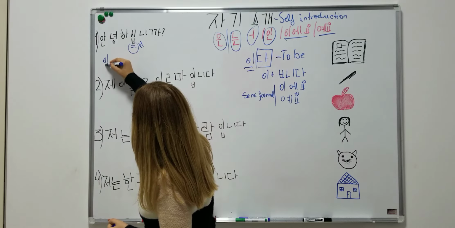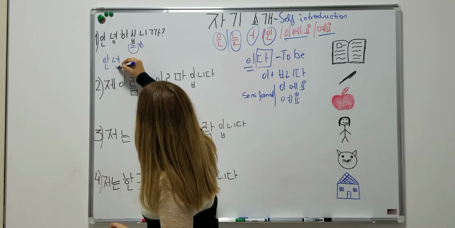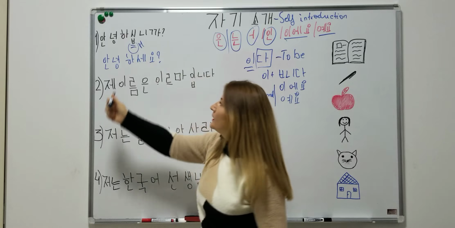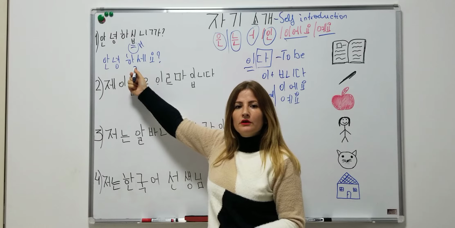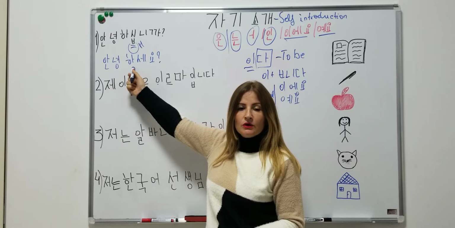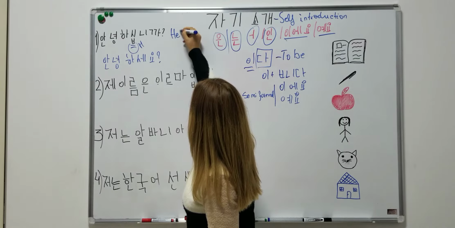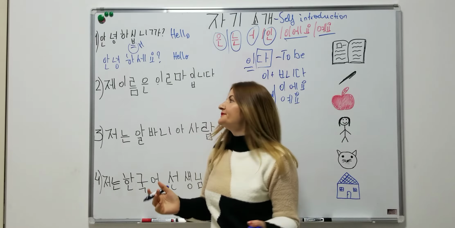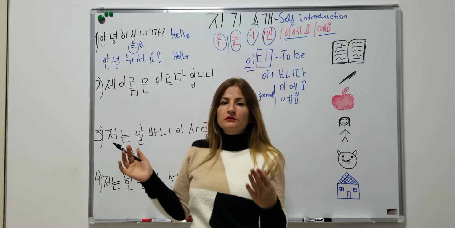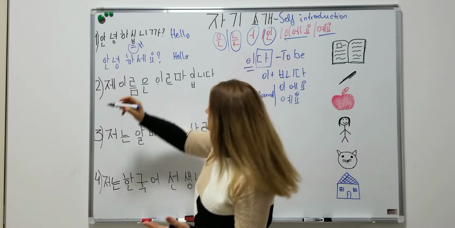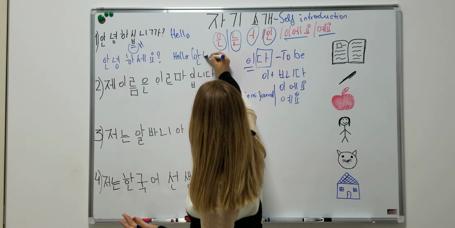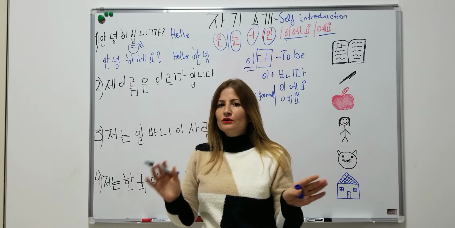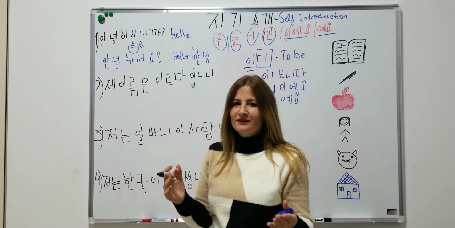Another way is 안녕하세요. So again, here we are using the semi-formal way. 안녕하세요. We are saying hello. Okay? So let's start here. Well, we have also another way which would be very slang, which is 안녕. So this word, guys, you use it only with your friends. We don't use it with people that are older than us.